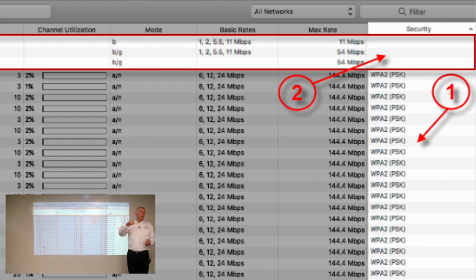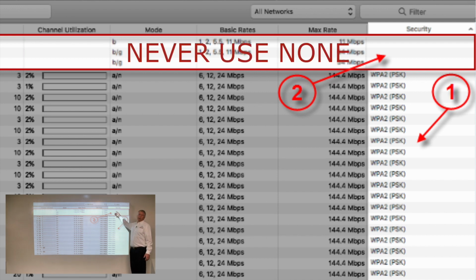If the authorities were to track down the source of that computer crime, it would point to the IP address that you had been assigned, and it would look like you did it, and you would have no way to prove it wasn't you. So that happens a lot. You got to be careful. So that's why we say never use none.